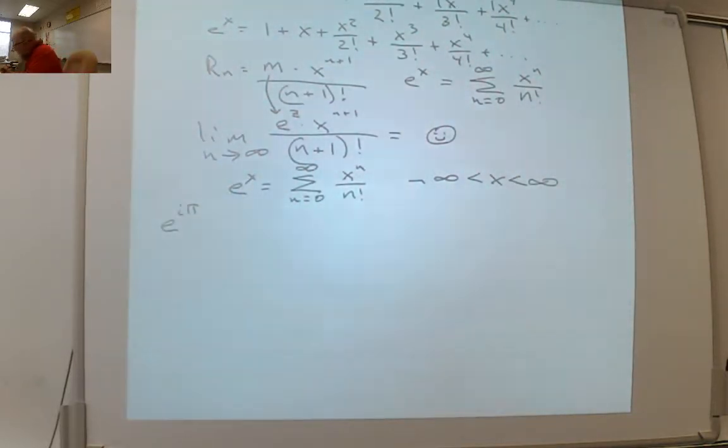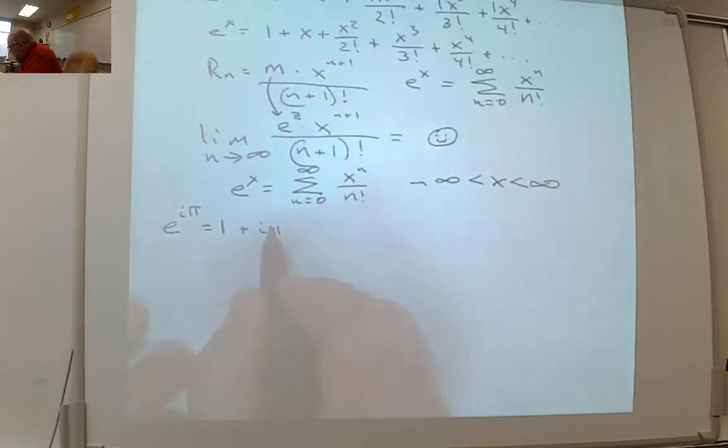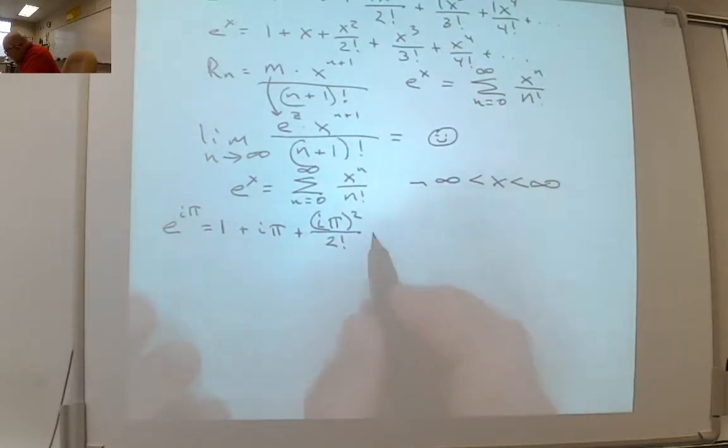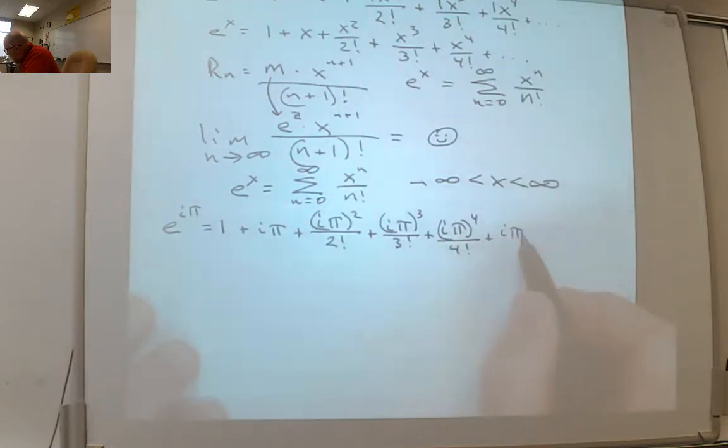Well, what does that mean? This is equal to 1. Now remember, it's up here, right? You can see it? Plus i pi, plus i pi squared over 2 factorial, plus i pi cubed over 3 factorial, plus i pi to the 4th over 4 factorial, plus i pi to the 5th over 5 factorial. Dot, dot, dot. Correct?